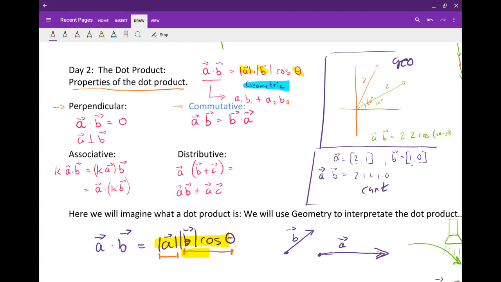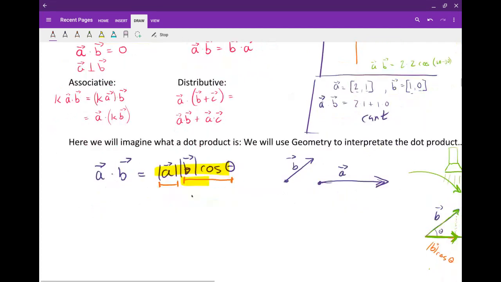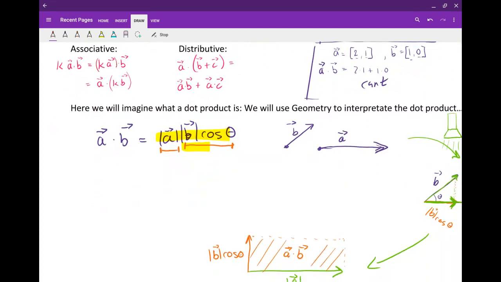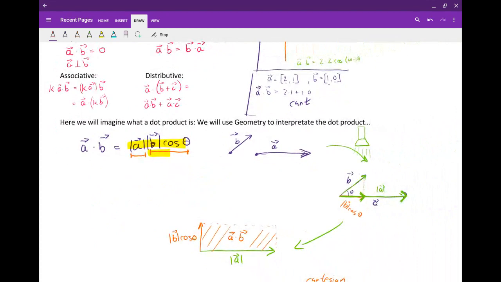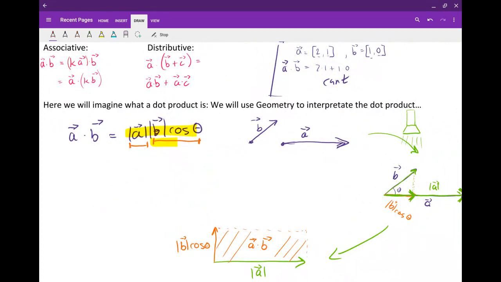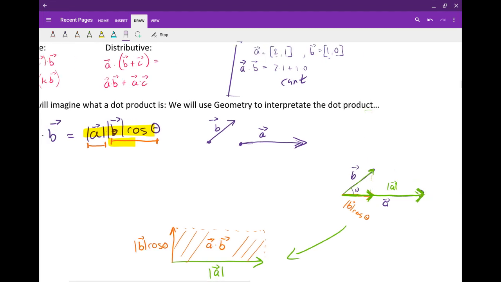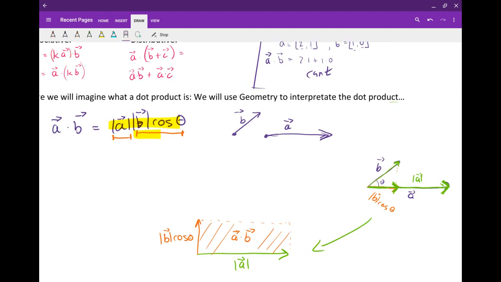So next thing, what I want to mention here is that we're going to imagine what the dot product is geometrically. We're going to use geometry to interpret the dot product. All right. So I'll start with the formula. And I'm going to erase this so that I can redo it. So A dot B is really just A magnitude times B magnitude cosine theta.